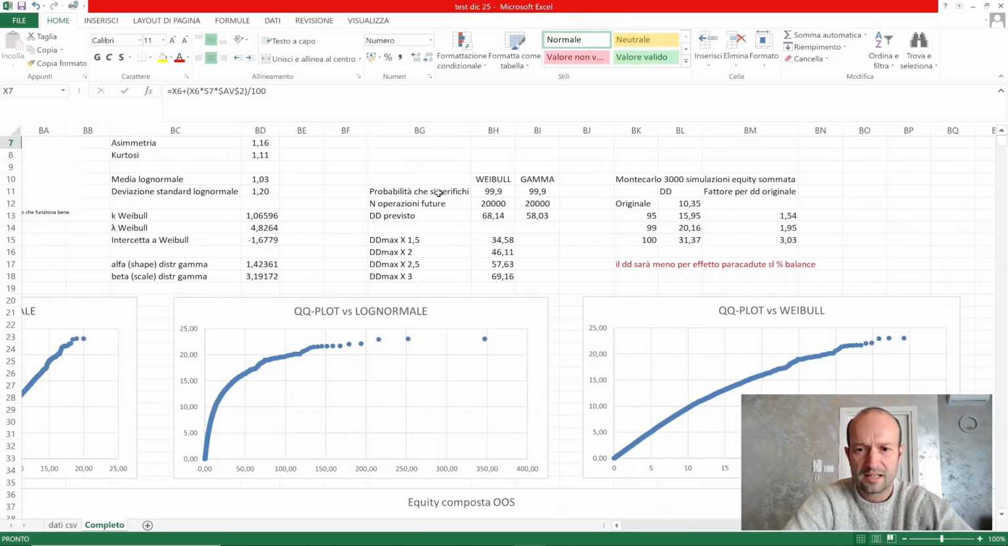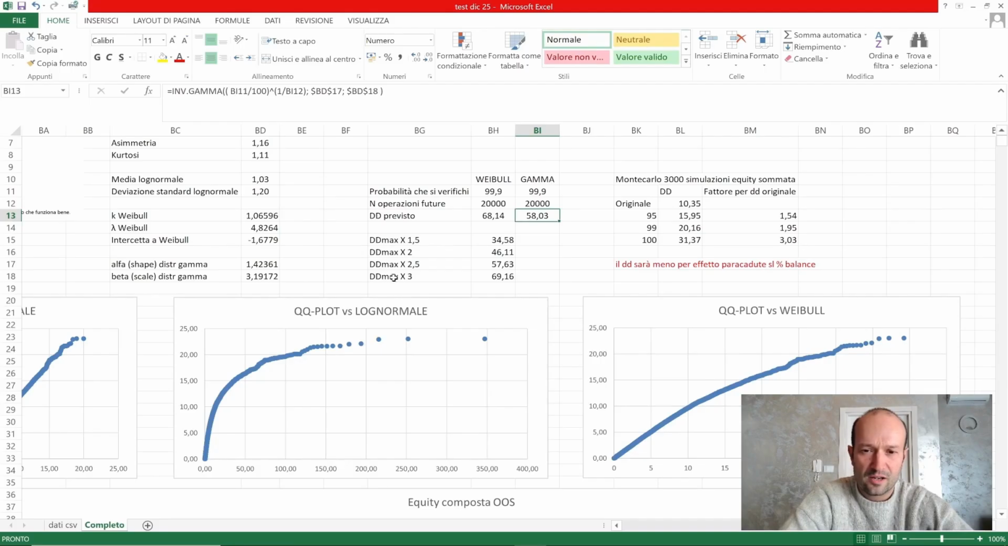So we calculated a probability of 99.9% that this will occur, meaning we only have a 0.1% chance that this drawdown will happen in future trades. About 20,000 trades, which corresponds to what we do in 5 to 6 years. With Weibull, we have a maximum drawdown of 68%, while with the other method, we have 58%. It's clear that these are very high drawdown values, but they're also values that will occur with a very low probability.